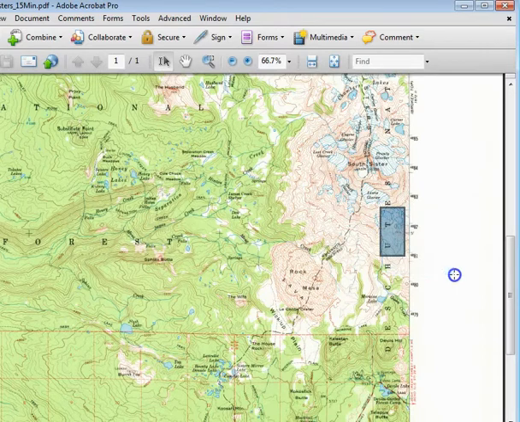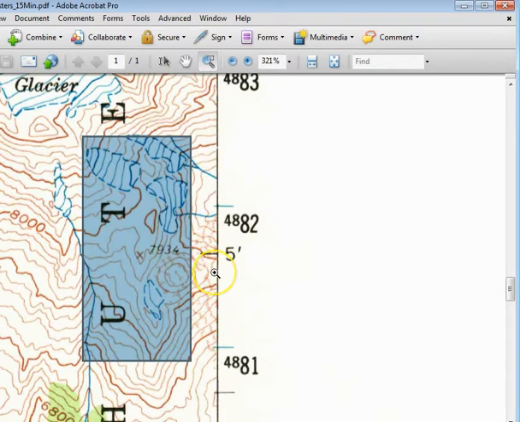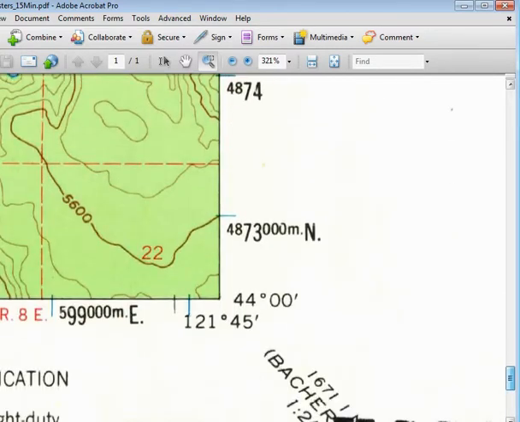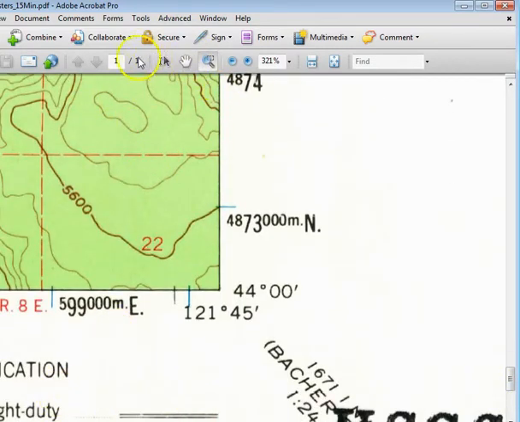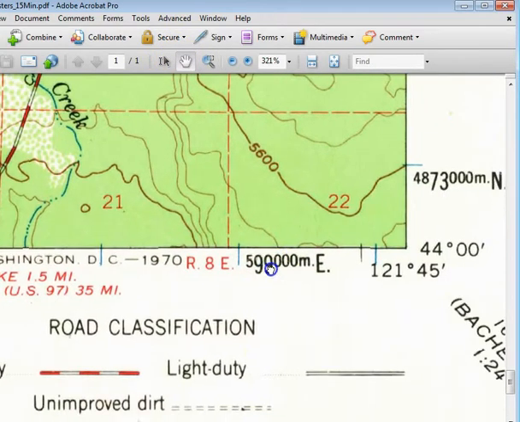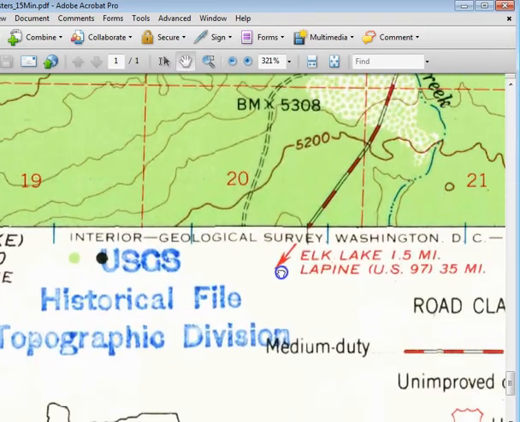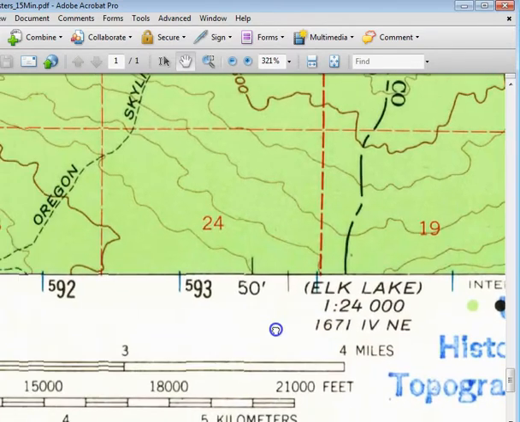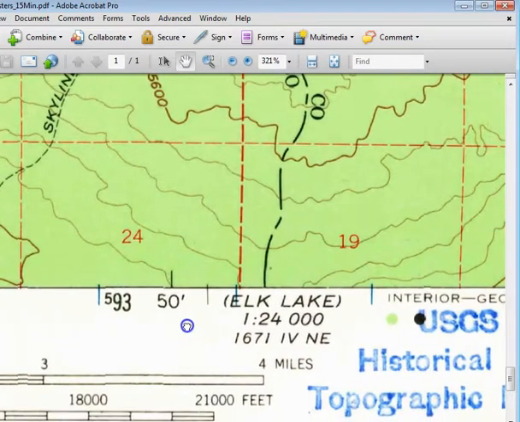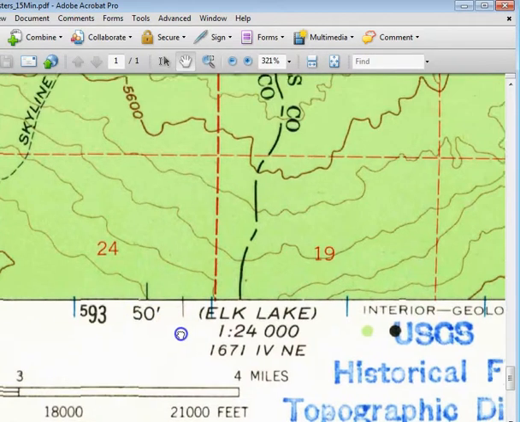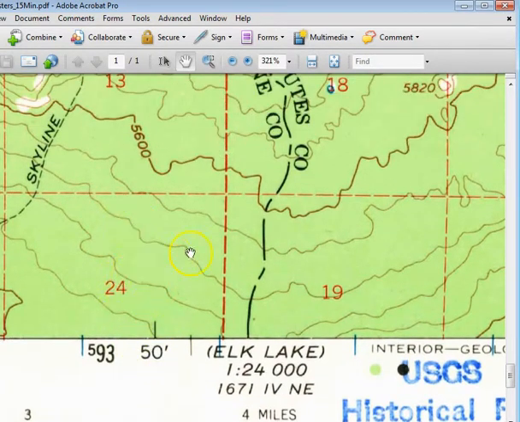Its first indicator is 5 minutes, right? So this would be 44 degrees, 5 minutes north. And if I go to the southern edge of the map, I've got 121 degrees, 45 minutes. And somewhere here there should be another 5 minutes. Yeah, so that's 121 degrees, 50 minutes west. So it's covering just twice as much area.